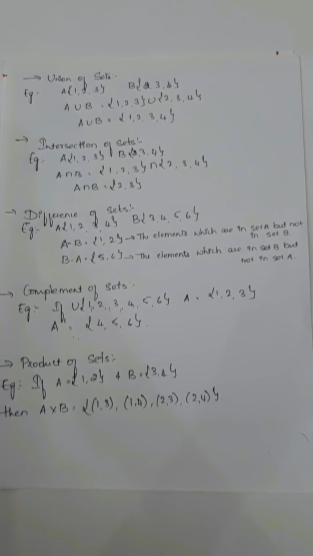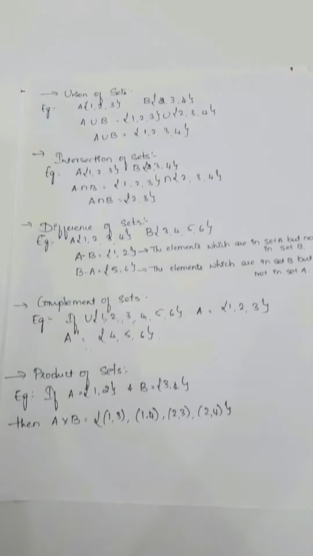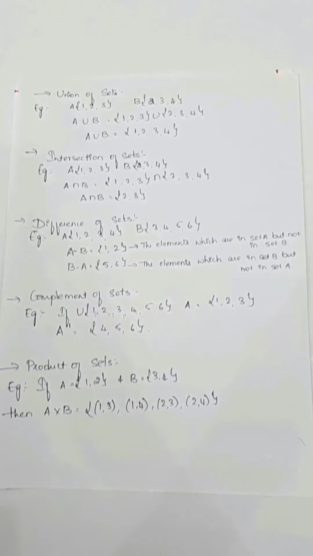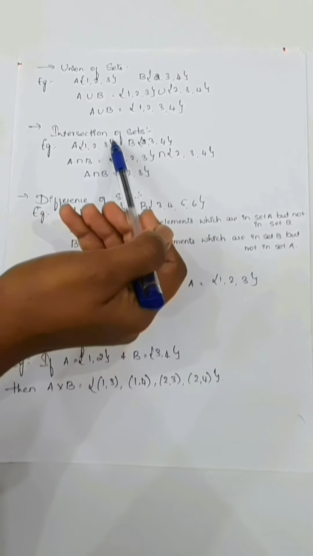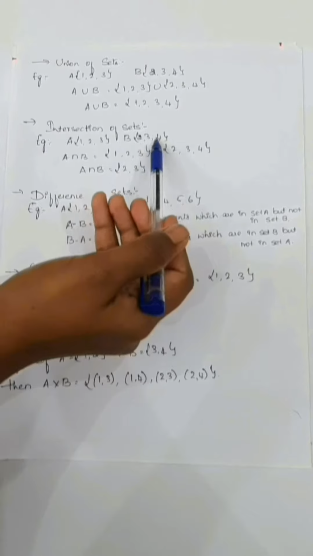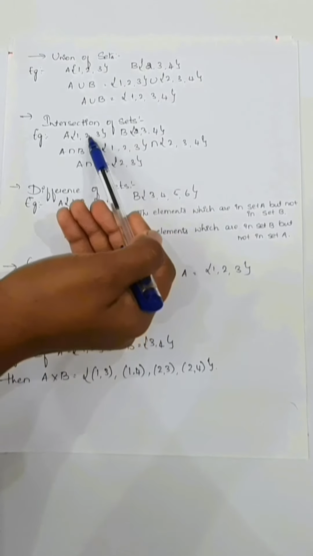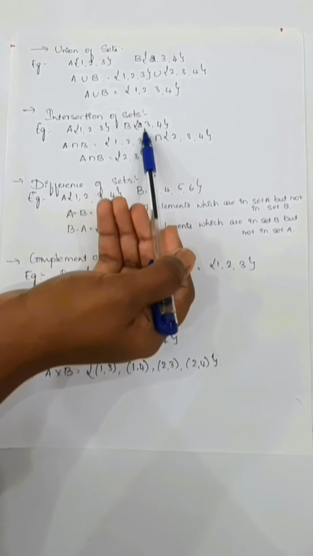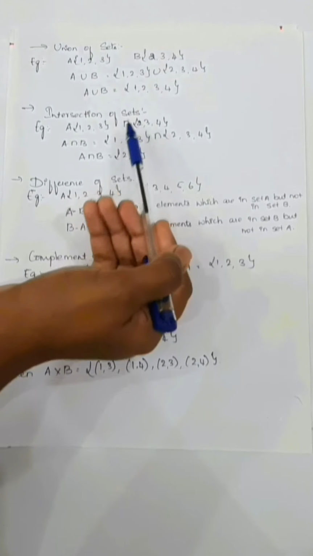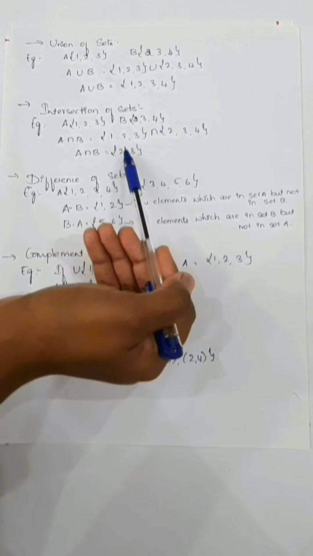Intersection of set. A set that contains common elements of 2 different sets is called the intersection of set. Example, set A has 1, 2, 3 elements and B has 2, 3, 4 elements. What is the common between these 2 sets? 2 and 3 is common. So intersection means the common elements among 2 different sets. So A intersection B is equal to {2, 3}.